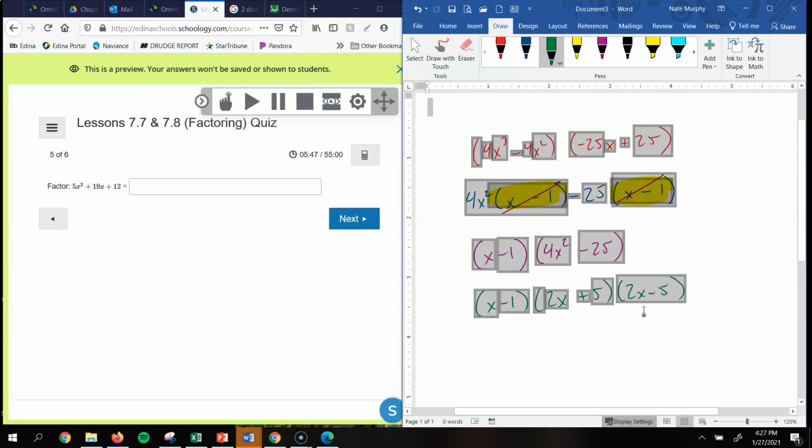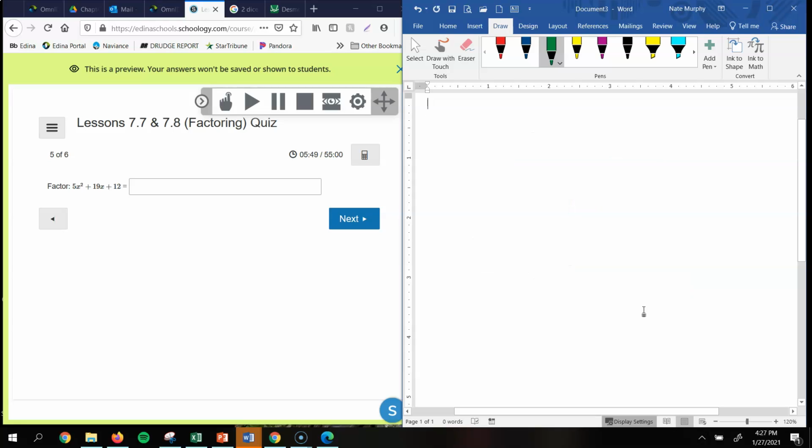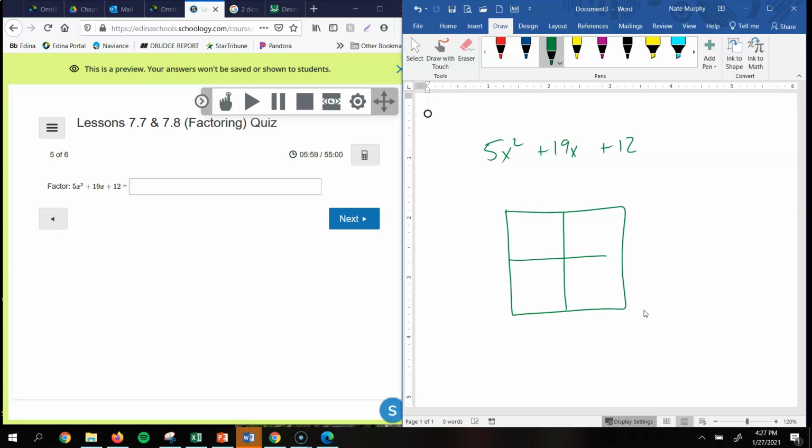So let's look at this one here. So this one is just one that, again, there's no greatest common factors. We have 5x squared plus 19x plus 12. So this is where we're going to have to use that x box method, or at least the box. Okay, if you don't want to use the x, you don't have to. But at least use the box. And so the box, you put the 5x squared here and the 12 down here.